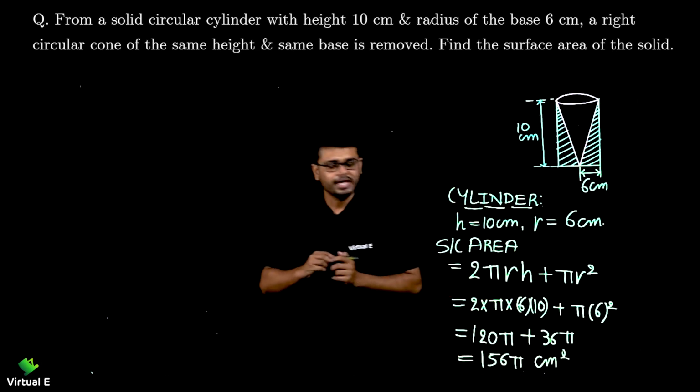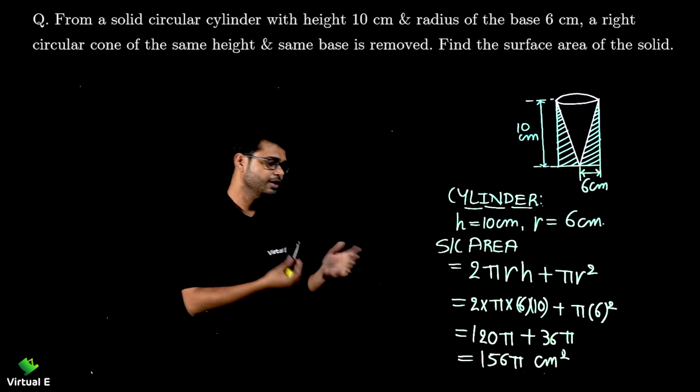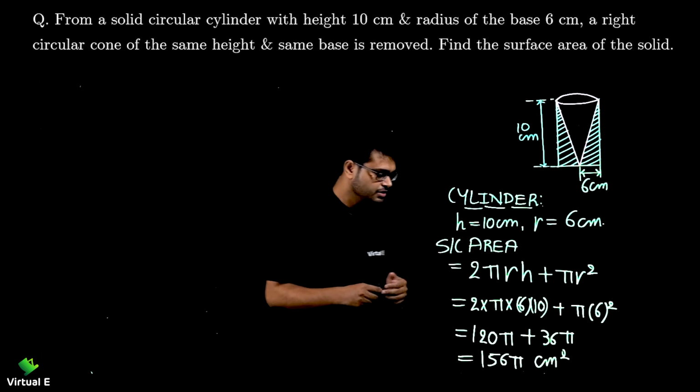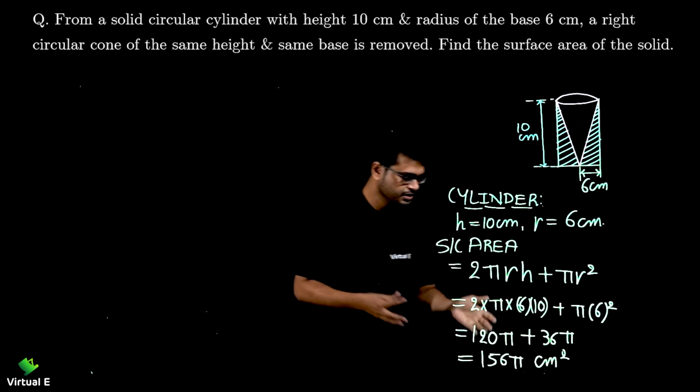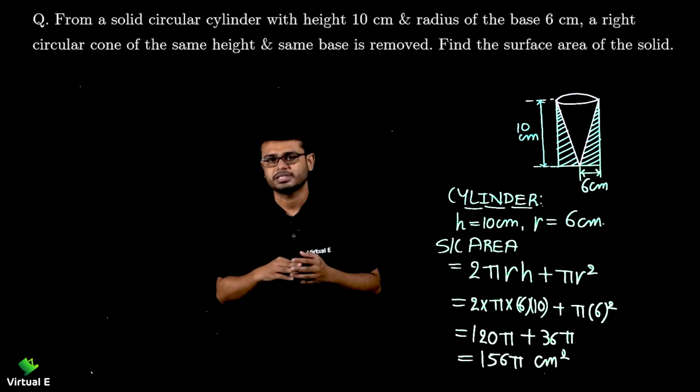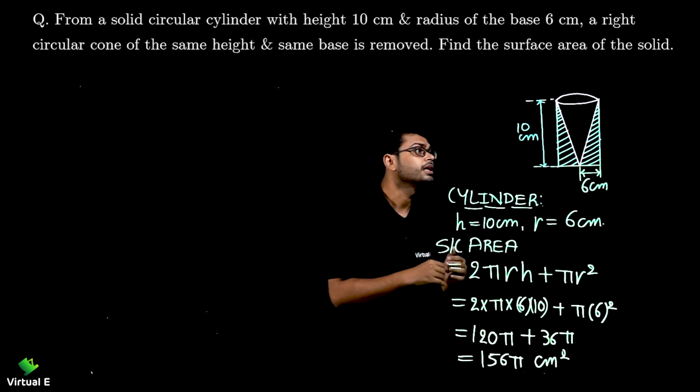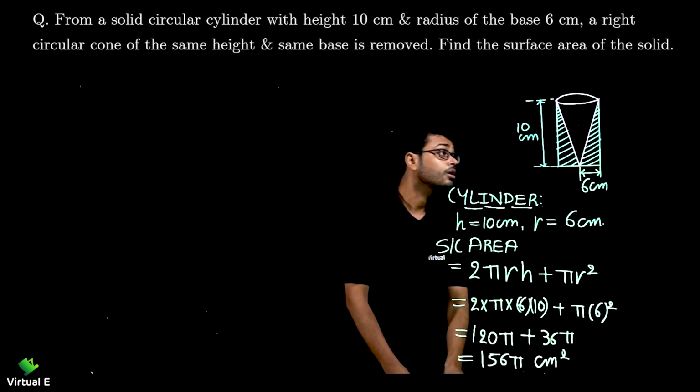You must be thinking, why have I taken pi here? It's okay, you can keep the value of 22 by 7 because both ways it will work out. I'm going to get the answer in fraction or decimal. You can keep it as it is as well. Let's move to the next shape, which is the cone.